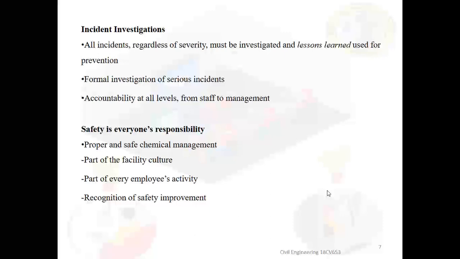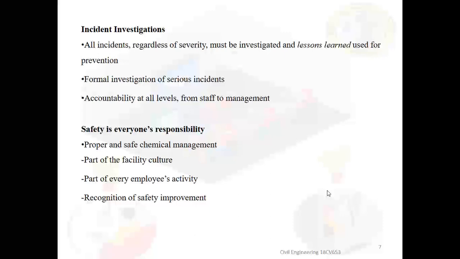Safety is everyone's responsibility. Proper and safe chemical management is part of a facility culture. It is part of every employee's activity. Recognition of safety improvement. And safety is everyone's responsibility.